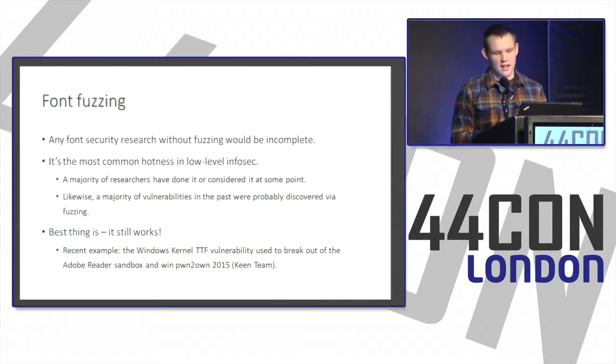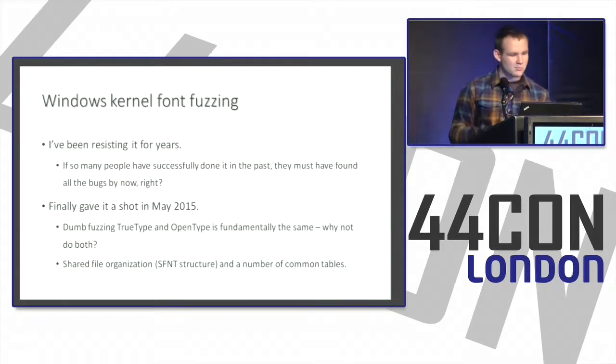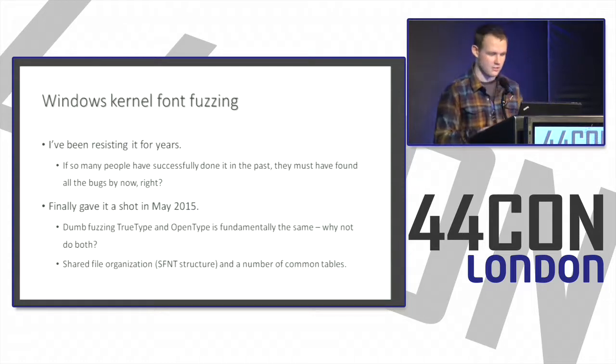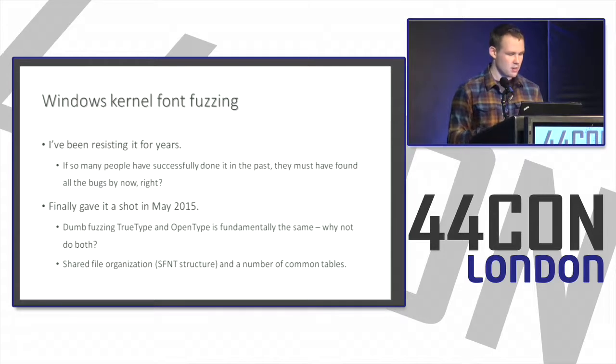Font fuzzing is the common hotness in InfoSec, because everyone thinks about it or does it at some point. Likewise, most of the bugs that are actually used in the wild, I suppose, are found through fuzzing. And the best thing is it still works. One example is the TTF vulnerability that was used to escape the sandbox during this year's Pwn2Own, exploited by the Keen team. I had been resisting this for years, on the premise that if so many people have already done it and found bugs, they probably found everything. But I finally gave it a shot in May this year.